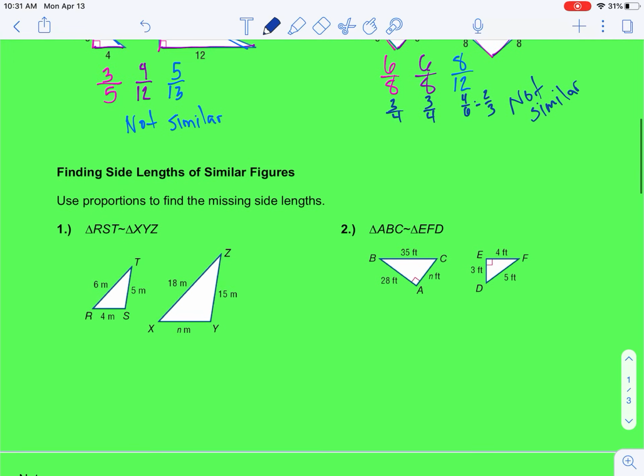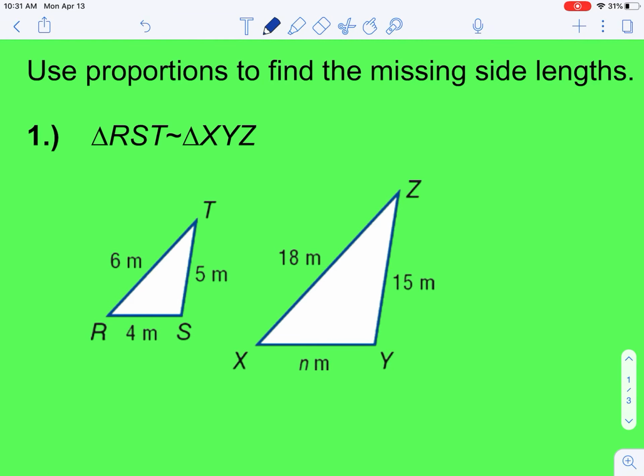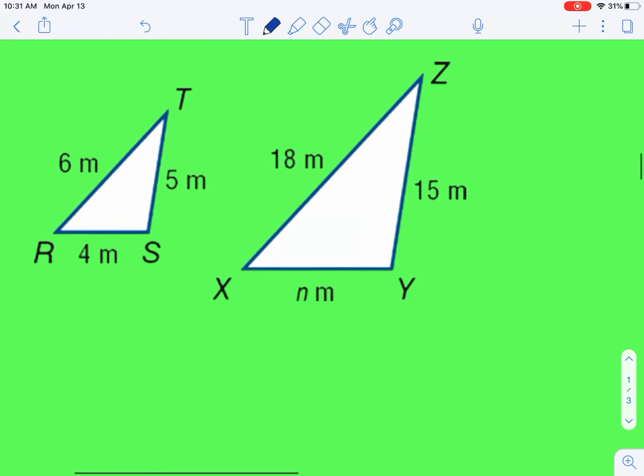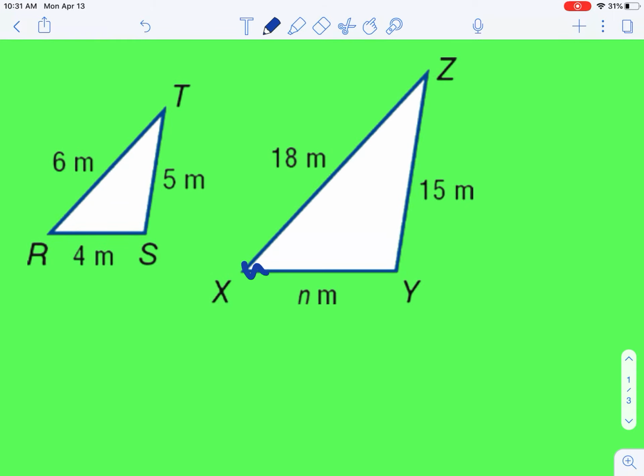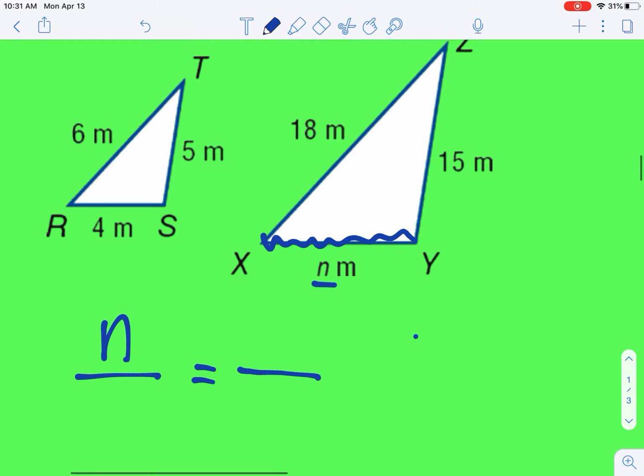All right, now what happens if they tell us that my triangles are similar, my shapes are similar, and we're looking for a missing side? So this is just like setting up a proportion when we were doing word problems. So the first thing I noticed right away in my 2 triangles is I'm missing this side right there, labeled N. And that's going to actually be my first thing that I'm going to label or put into my proportion.